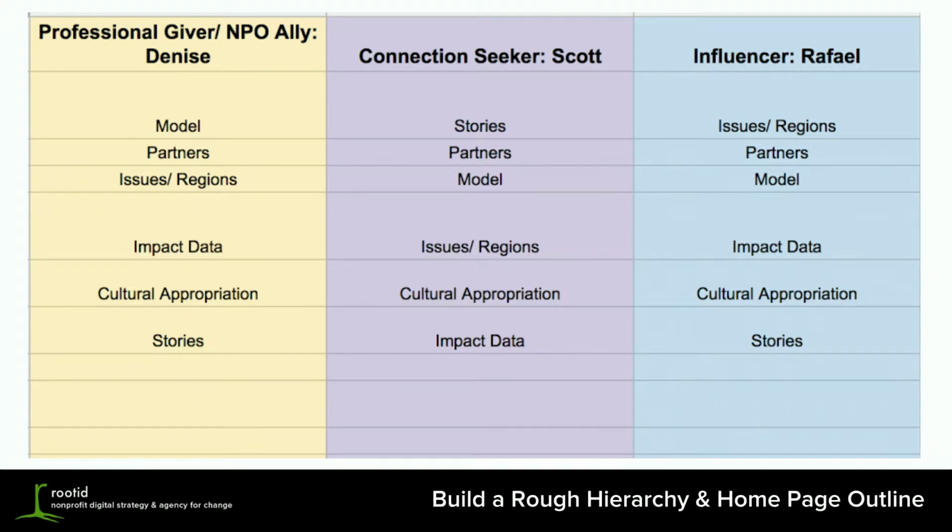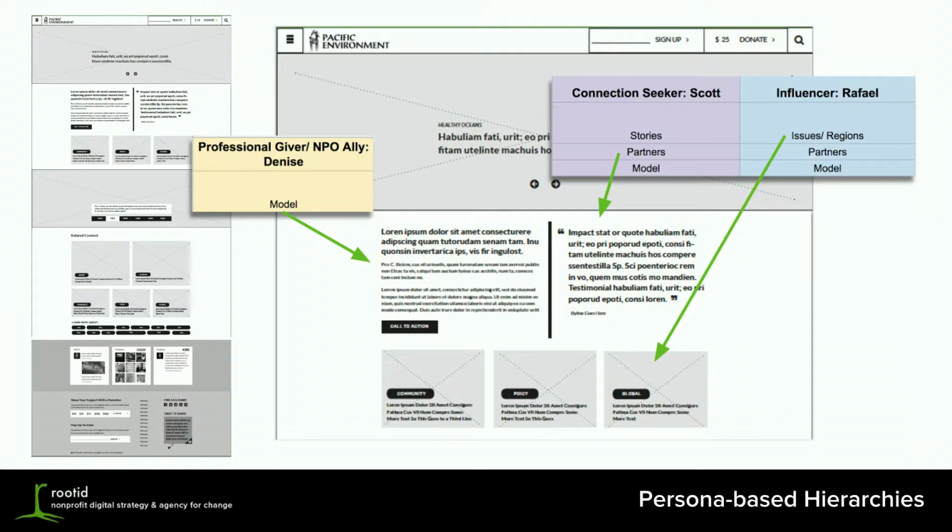You know, the professional giver, the model, is most important, but in second place across the board is partners, which means that partners need to be pretty high, even above the fold on your website, because everybody is interested in your credibility and legitimacy. And then our issues and regions and stories sort of move around, with impact data sort of pushing further down below the fold. And for them, cultural appropriation is very important. So that's sort of a tone that ends up being a thread throughout all of their messaging, because we do a lot of work with messaging as well. And stories tend to be toward the bottom. So you'll now see how that ends up getting implemented into the actual hierarchy of the website.